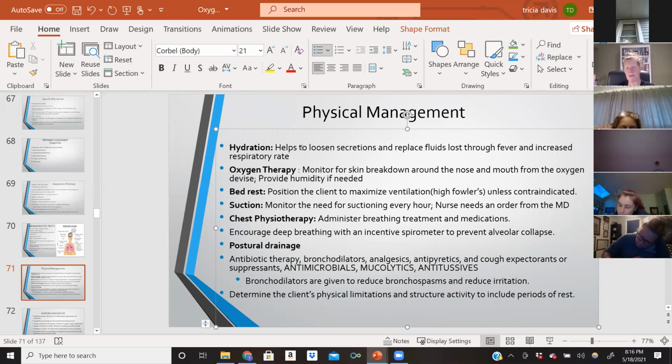We also want to replace fluids that they're losing through diaphoresis if they're having a fever, and then that increased respiratory rate. Remember, we lose some water through our respiratory rate. Well, these people are breathing faster, so they're losing more. So fluids, fever, and respiratory rate. We're going to give oxygen therapy. So we're going to appropriately give them the amount that they need to keep them oxygenated. We're going to think about weaning when it's necessary.